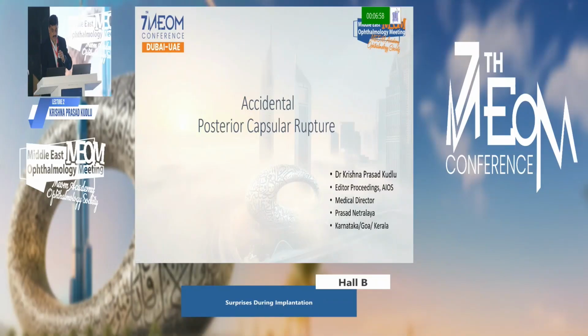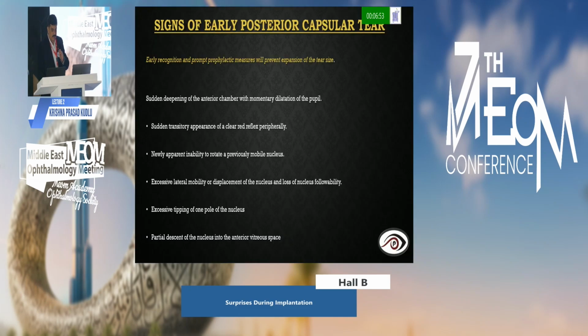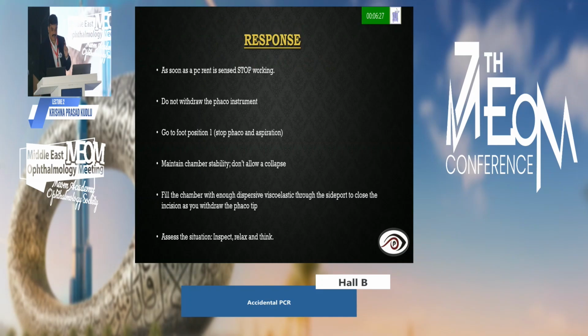So I'll be just talking about, I'll go back to the much basics of PCR. So what are the signs of PCR? I think everybody should know that sudden deepening of the anterior chamber with dilatation of the pupil, and sudden transitory appearance of the clear red reflex in the periphery, and also excessive tipping of one pole of the nucleus whenever there is a small rent. So these are the few points I think we should remember whenever there is a sudden PCR when you're starting.